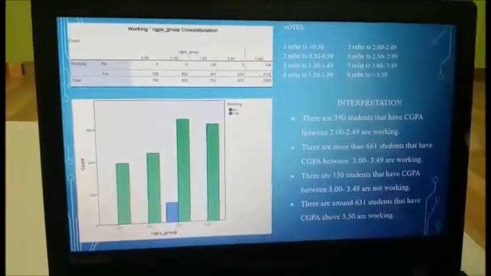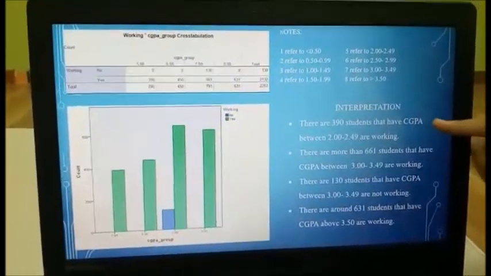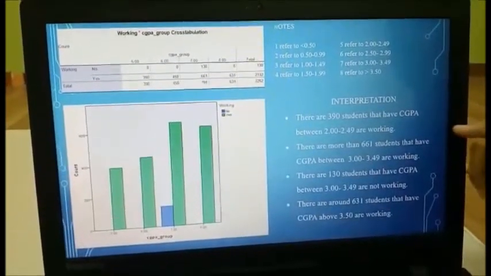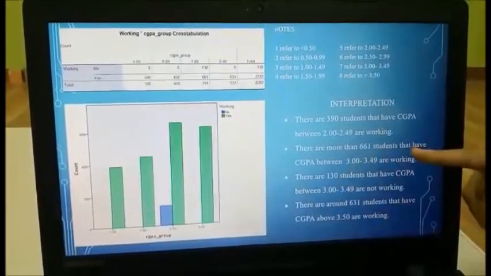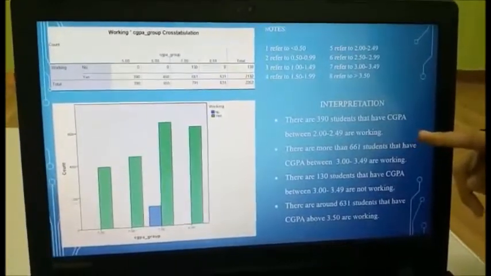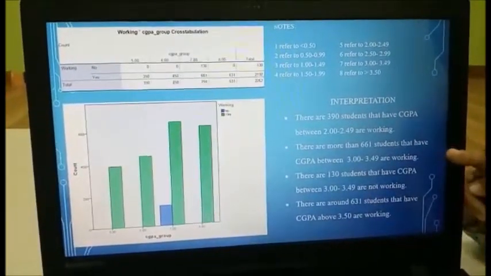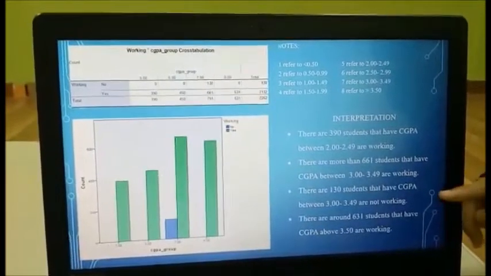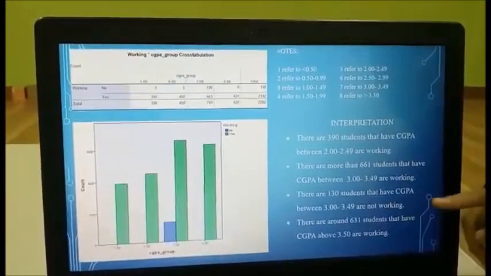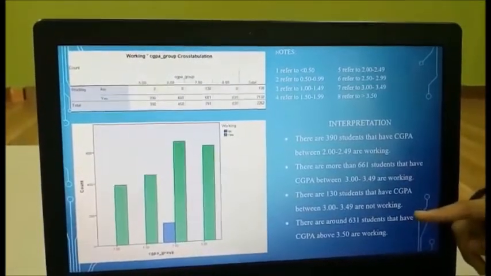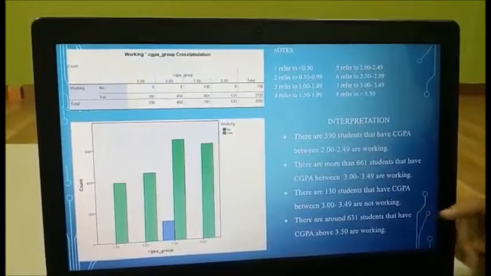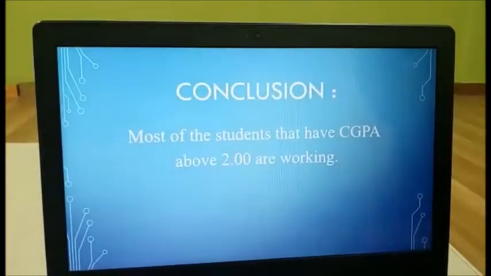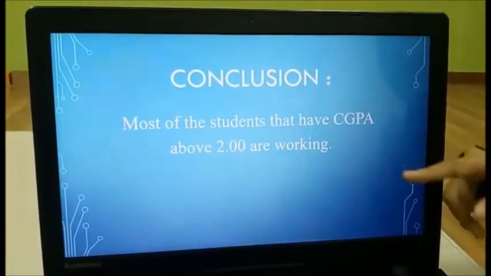Okay, from the graph we can conclude that there are 390 students that have CGPA between 2.0 to 2.49 are working. There are more than 600 students that have CGPA between 3.00 to 3.49 are working. There are 130 students that have CGPA between 3.00 to 3.49 that are not working. There are around 631 students that have CGPA above 3.5 are working. So the conclusion, most of the students that have CGPA above 2.0 are working.